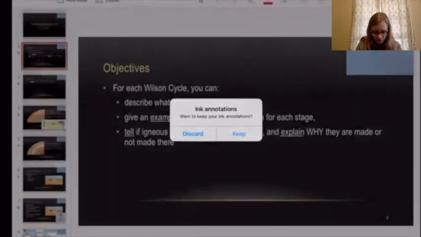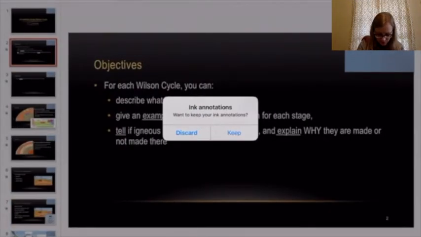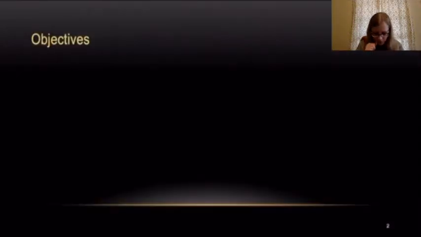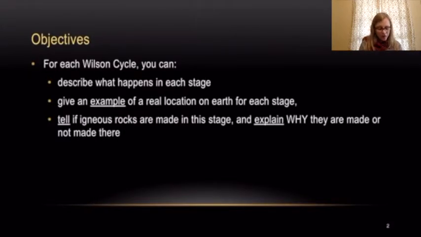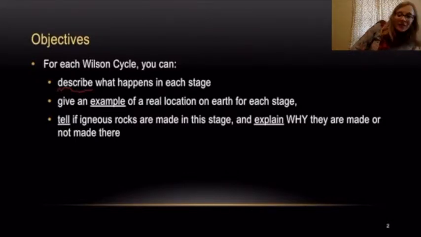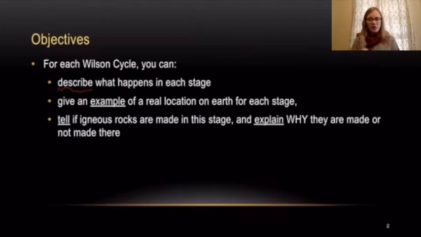So let's go back to the PowerPoint. And all right. So I want you to be able to describe what happens in each stage. I want you to give an example of a real-world location, and there is a real-world location for each of these things happening on Earth. Some of them are really easy to see. There's one that's a little hard to see, but I want you to be able to look at a map or a globe of the Earth and say, that's where that is happening. So give one or more examples of each location.